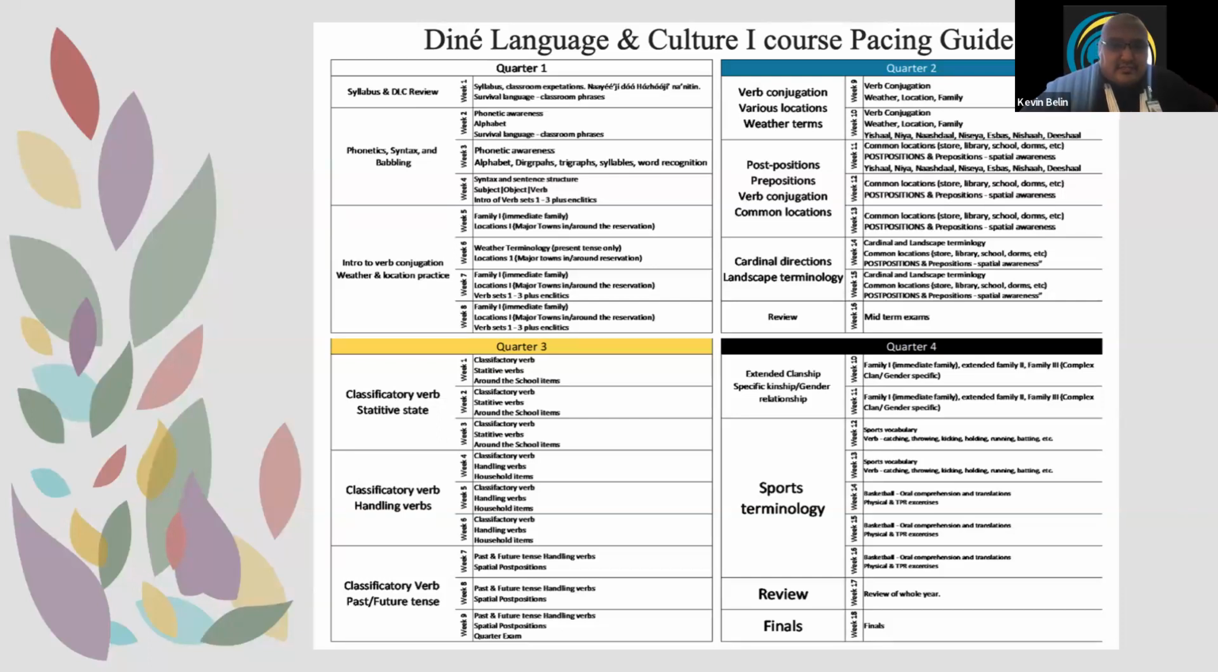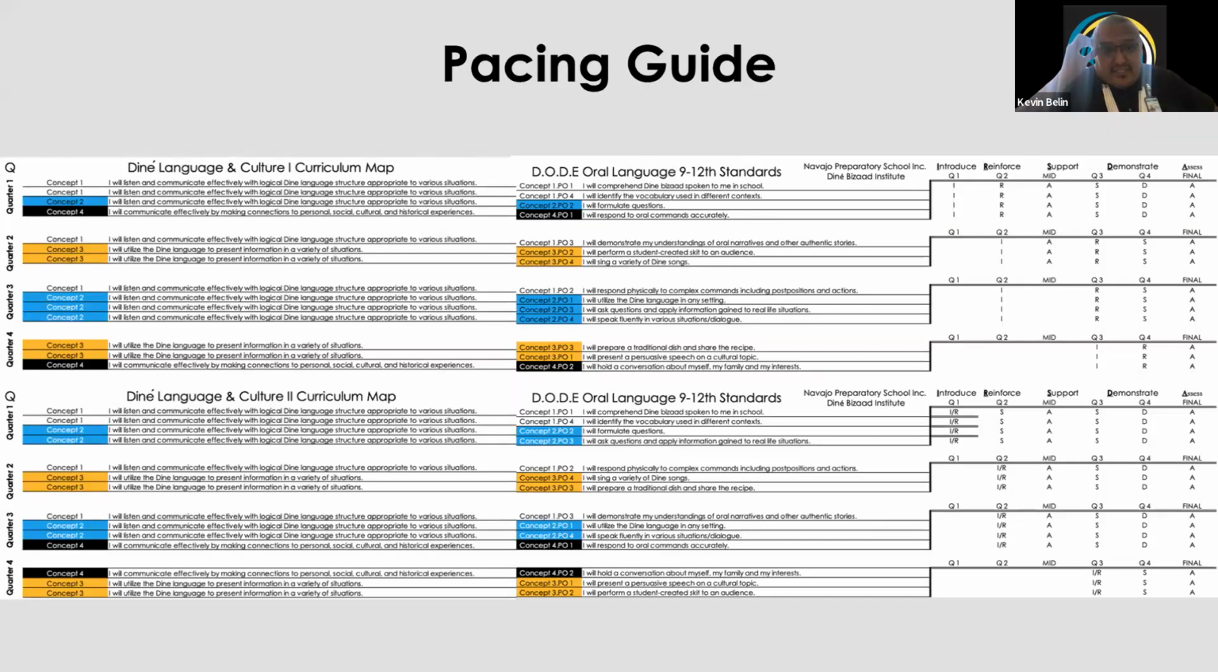Next slide. Then we did a pacing guide. This is something that I know a lot of our BIE schools are familiar with. I know a lot of schools implement this. This was really for us to structure those concepts of learning. So you'll see introduce, reinforce, support, demonstrate, and assess for a lot of these standards. And I believe this is for the language 1 and 2.